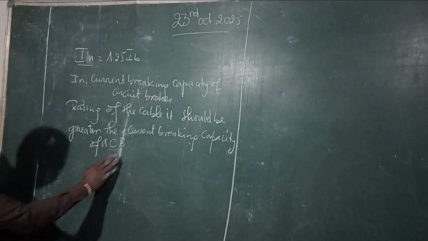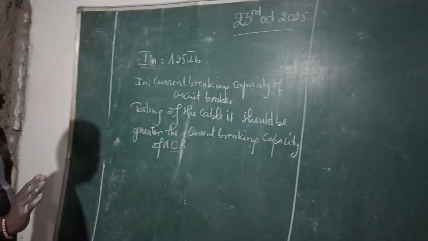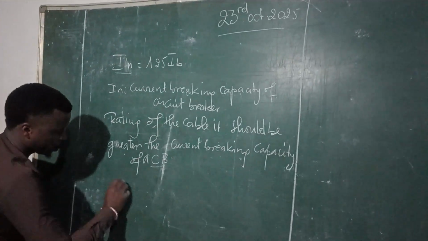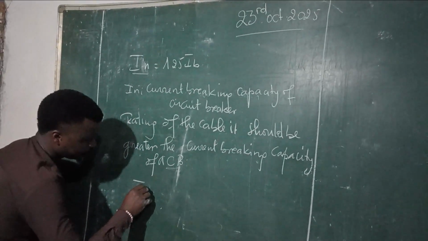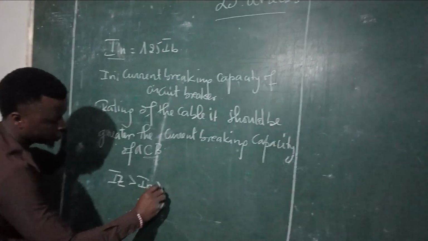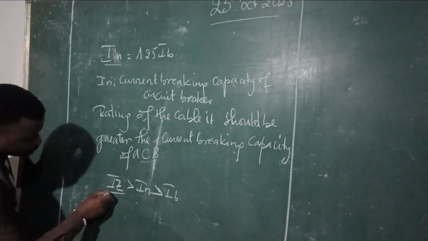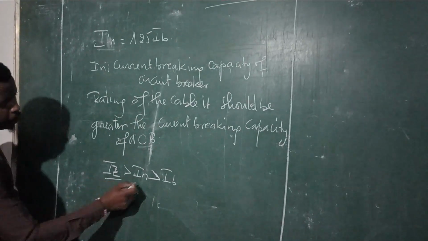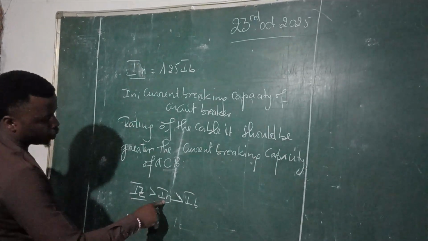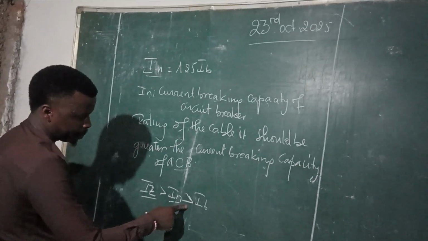Now, for us, most of the time, if you are in Rwanda and you are working for an electrical installation permit that will be provided by Lula, it is better to use this formula: IZ should be greater than IN, and IN should be greater than IB. Where IZ is the current carrying capacity of the cable, it should be greater than what will protect it, which is the current rating of the circuit breaker. The circuit breaker rating will be greater than the IB.